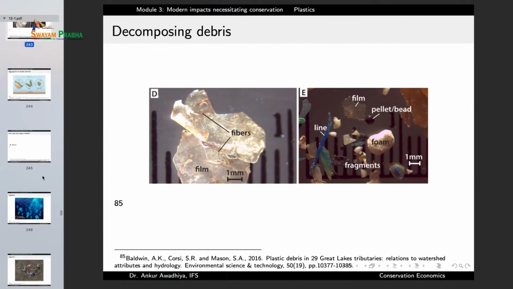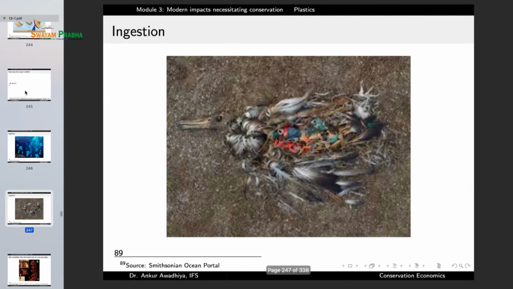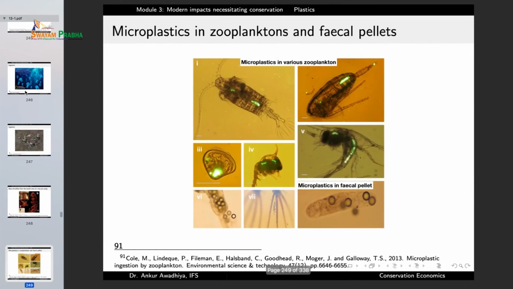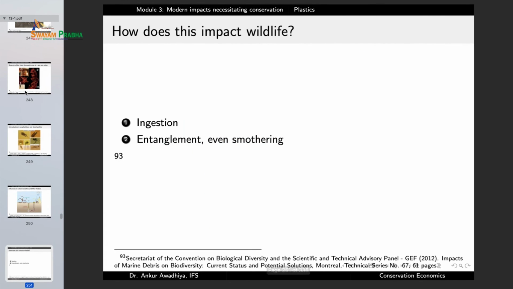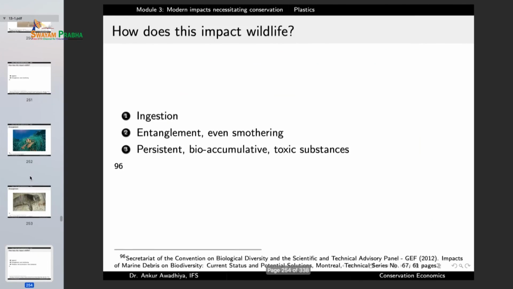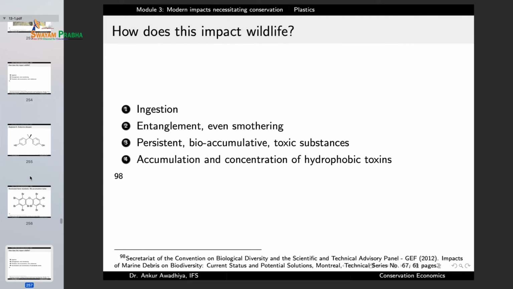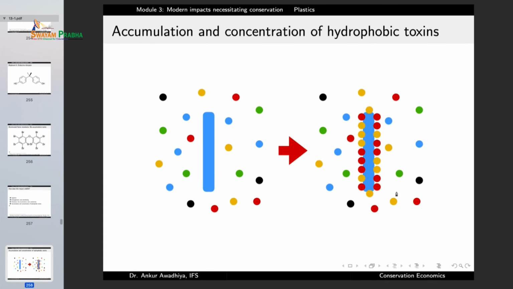And we observe that the plastics have a large number of negative impacts on wildlife. Animals confuse them for food, and in that case, the animals die. And we are observing these in several organisms. They can lead to entanglement, especially things such as these ghost nets. So the animals get entangled and they die. Or we have things such as these chemical disruptors, persistent bioaccumulative toxic substances, accumulation and concentration of hydrophobic toxins. So on their surface, the hydrophobic toxins, they get accumulated to a very high concentration.